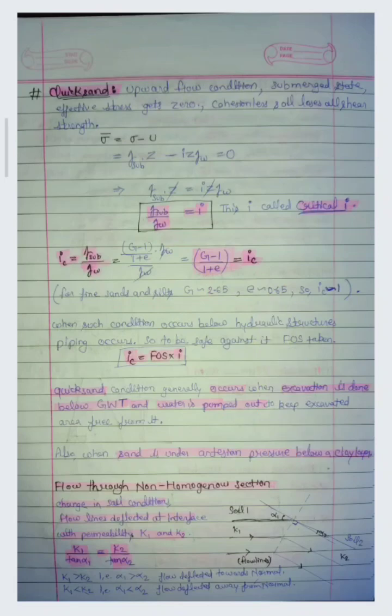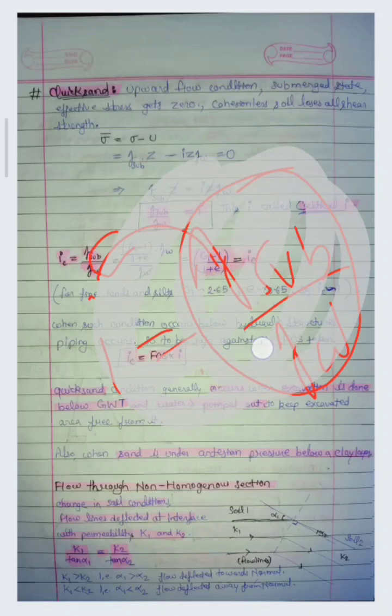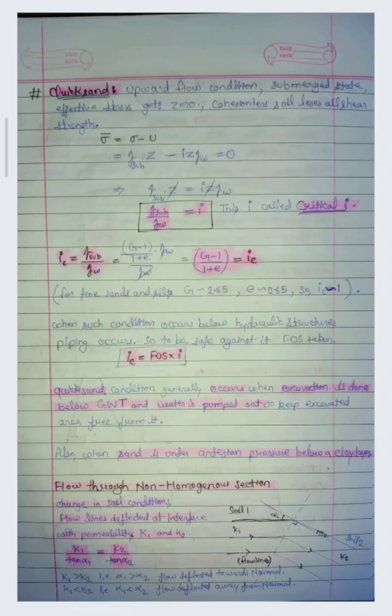So from here we will get gamma submerged into Z equal to Iz gamma W. So Z will be cancelled. Now we are remaining with I is equal to gamma submerged upon gamma W. Now this ratio gives us a hydraulic gradient, and this hydraulic gradient will cause this condition where effective stress gets 0. So this is why this hydraulic gradient is called critical hydraulic gradient. If this hydraulic gradient exists, then the quicksand condition will start happening. So it is denoted by Ic. So Ic is equal to gamma submerged upon gamma W.